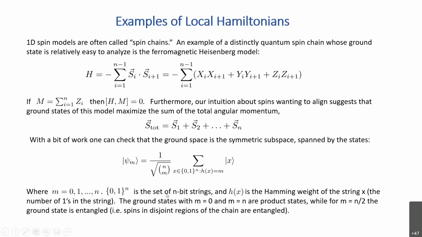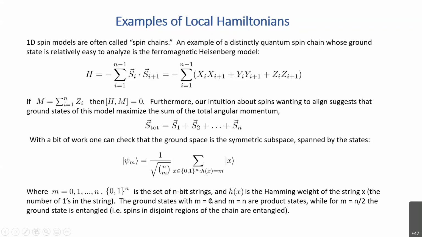And just to explain the normalization, if you have the set of strings of length n that have m ones in them, because that's what the Hamming weight is, then there's n choose m of those. So that's why this is the normalization factor. In this ground space, if you take the case m equals 0, the Hamming weight is 0, and this just reduces to the all 0 string. Or similarly, if the Hamming weight is n, this just reduces to the all 1 string. And those are product states.